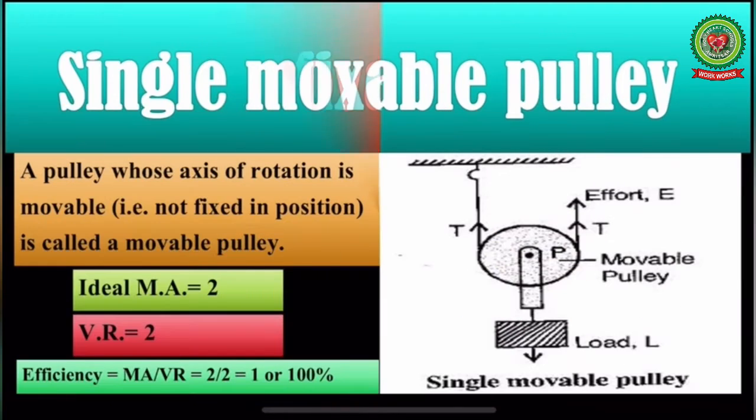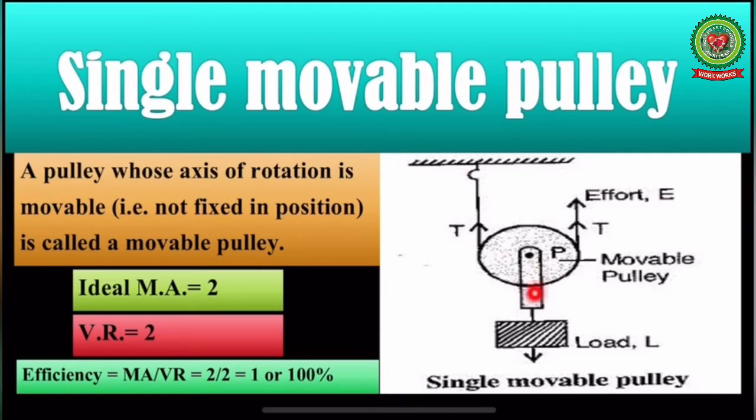Now let us talk about single movable pulley. Single movable pulley is a pulley whose axis of rotation is movable. When we apply effort here at this point, this strand will move up, and with this strand, this pulley and this load will also move up. So this pulley is not fixed at any point. That is why it is known as single movable pulley.